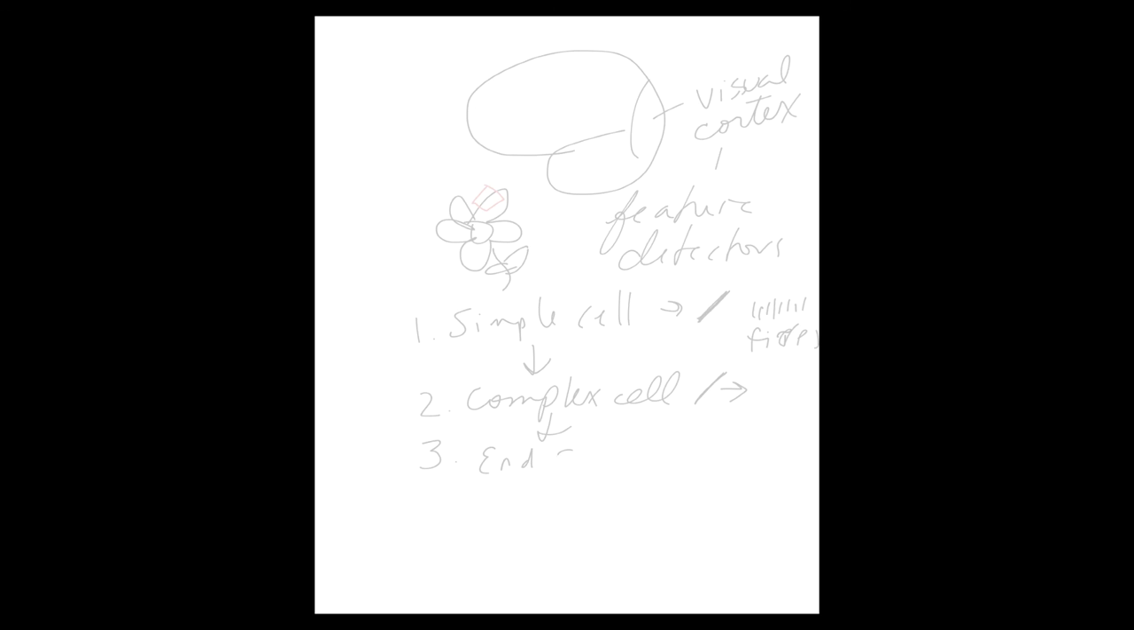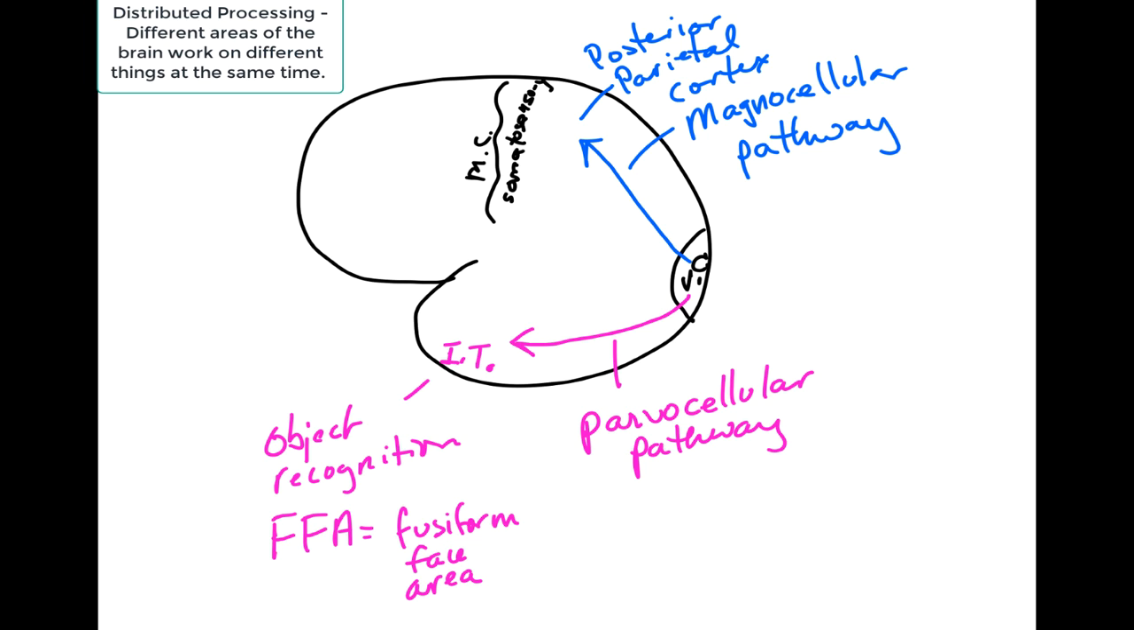Once that's done, it goes to the end-stop cells, and the end-stop cell will help figure out the size. So this happens in sequence: simple first, then complex, then end-stop cells. That's an example of hierarchical processing. An example of distributed processing is seen here, where we have object recognition happening in one area and location being figured out in another area. This is called distributed processing because both these processes happen in different parts of the brain, but at the same time. The brain is multitasking in this way.